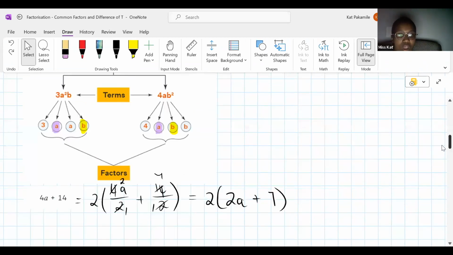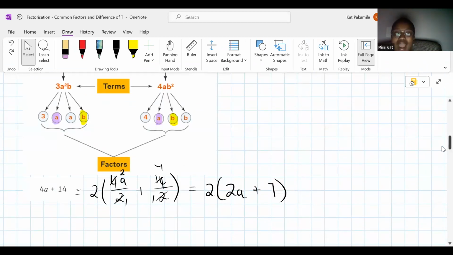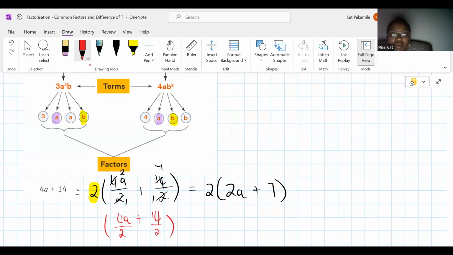So we are looking at 4 and 14. What can you divide 4 and 14 by? By 2. Do you see why we chose 2? Yes, ma'am. So after you choose what you can divide them by, you're going to go in your brackets and write what was there in the first place. So 4a plus 14, and you're going to divide both of them by 2. It's the inverse operation. Remember, when we were expanding, we were multiplying. So now we're doing the opposite, which is dividing. Do you see?